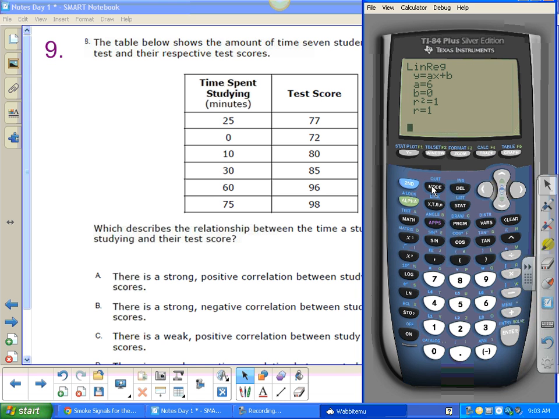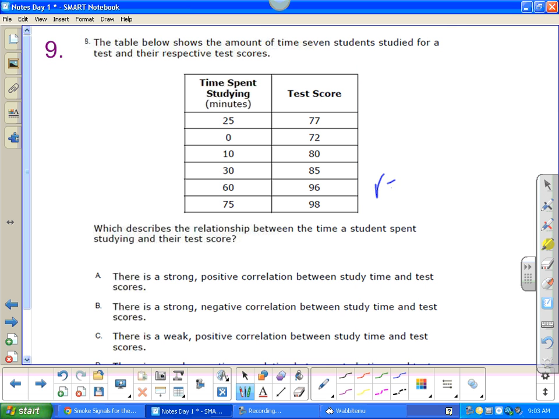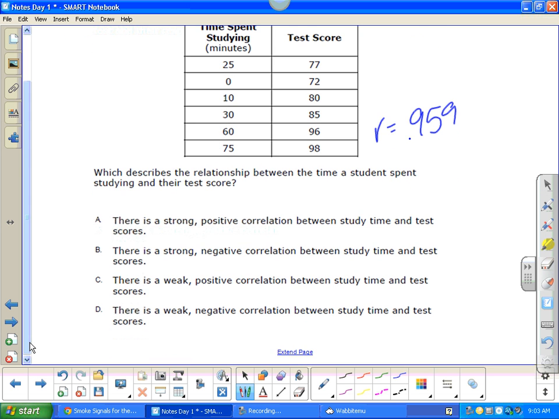And then I quit, and I go back to Stat, over to Calc, down to number 4, hit Enter, and again I'm looking for my R value, and my R value is 0.959. So positive or negative? The answer is positive, so let's take out everything that's negative. So B and D are out.